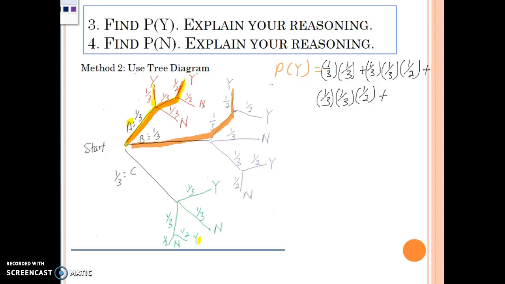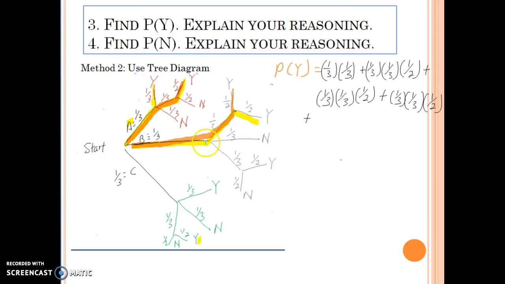And then another possible way, which is going from here, and then go up here, and then go down here. So you have 1/3 of this branch, and then 1/3 of this branch, and then 1/2 is coming down here. So write 1/2, and then plus any other yes. There are some other yes.